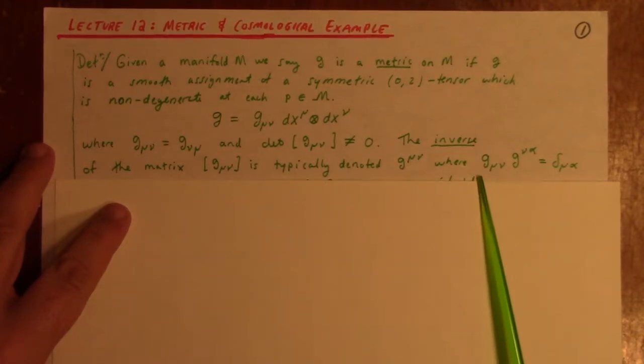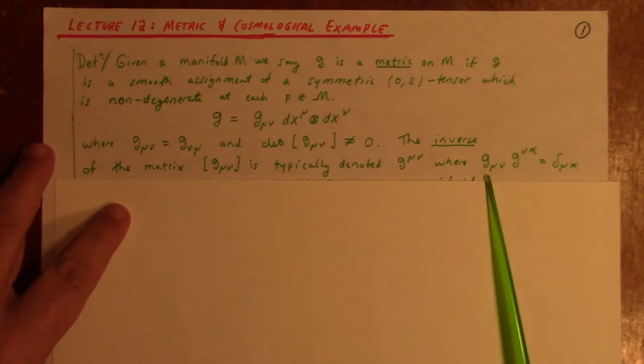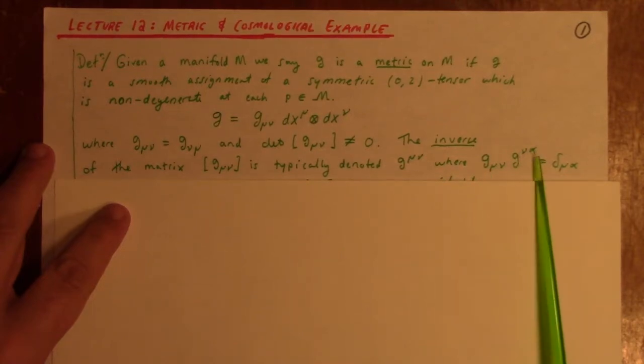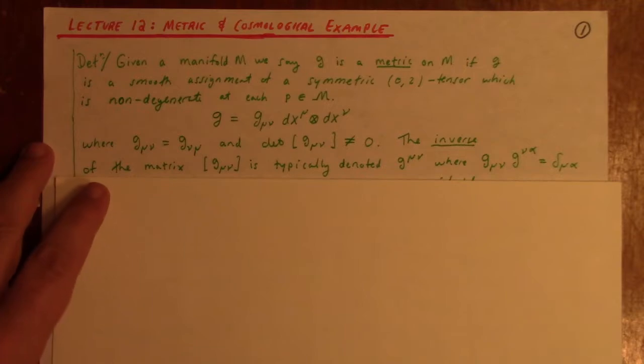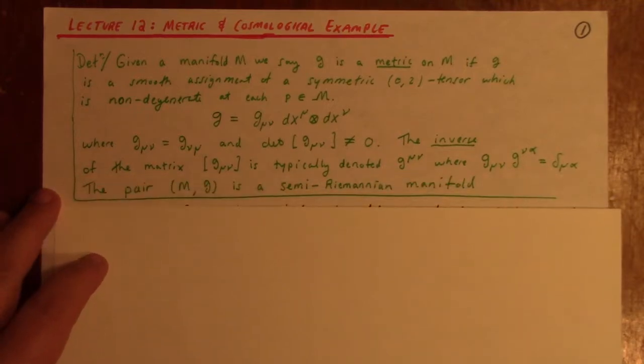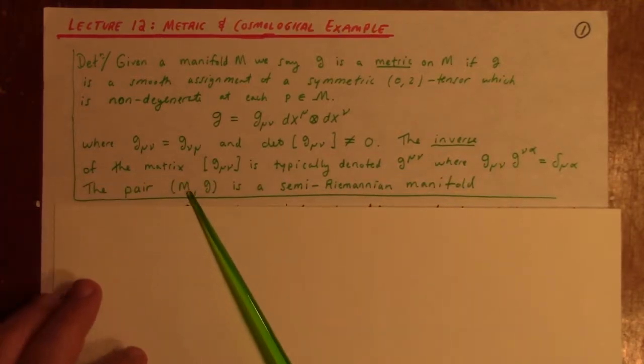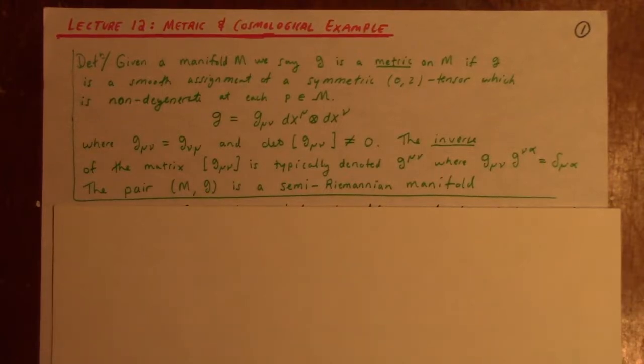So the inverse of this set of numbers as a matrix is typically denoted G upper mu nu, and so in particular that means that if we contract over nu like this, we get the Kronecker delta with the free indices mu and alpha. Now, the pair of the manifold paired with the metric is just called a semi-Riemannian manifold.